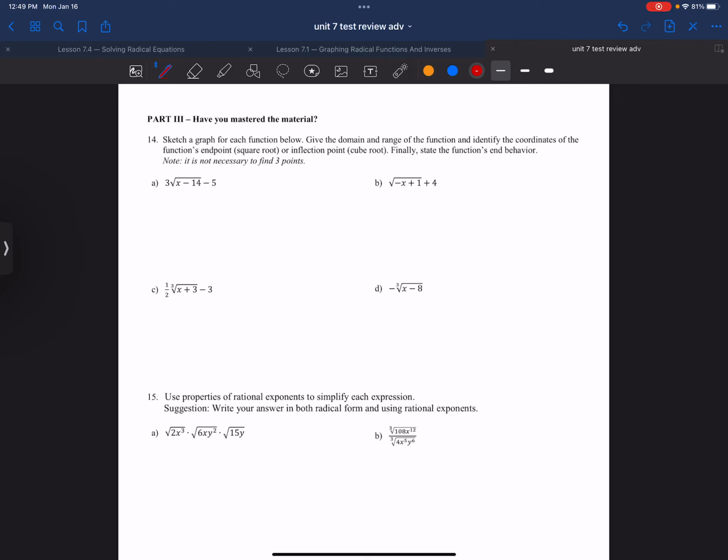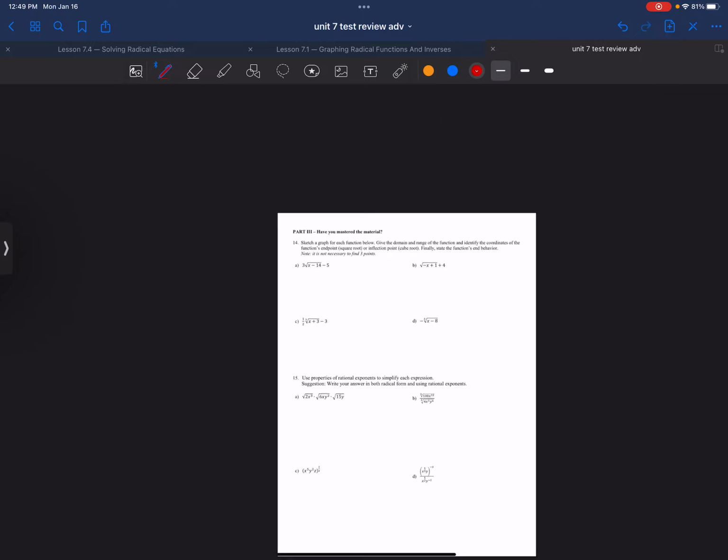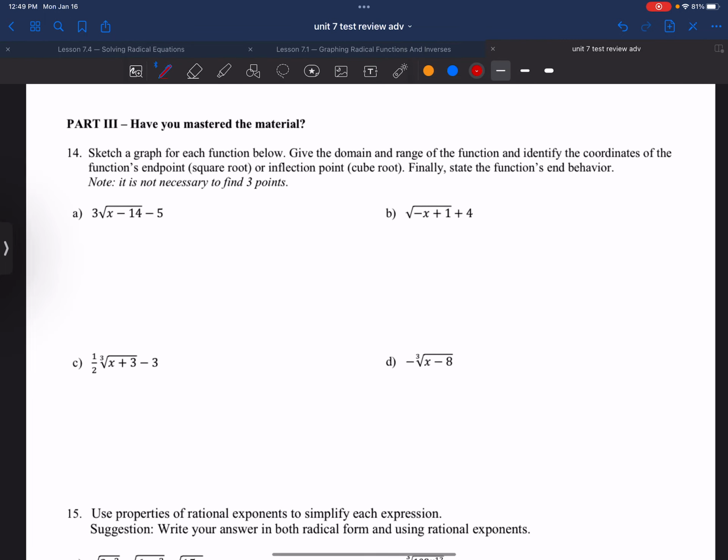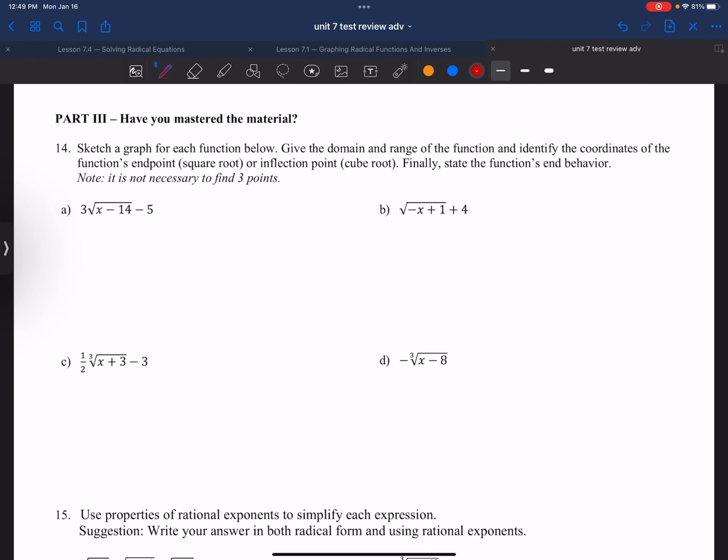Okay, welcome back to part 2 of the Unit 7 test review. I worked through parts 1 and 2 of this solution, okay? So I did all of this in part 1. Oh man, that's a lot of stuff. And now I'll do part 3. I just had to take a break last night.